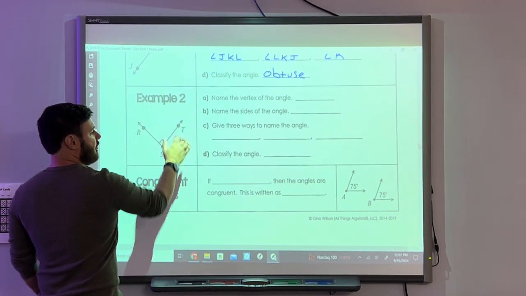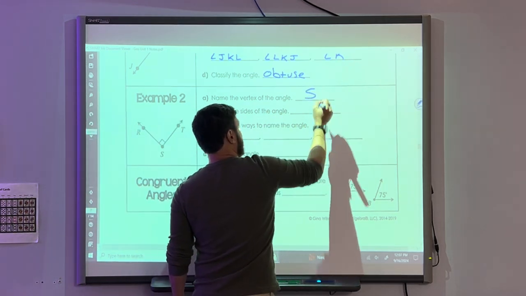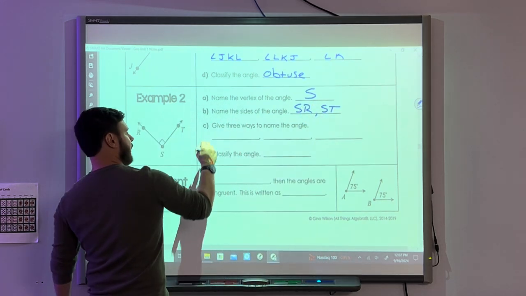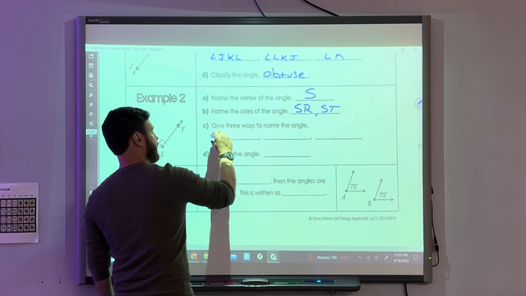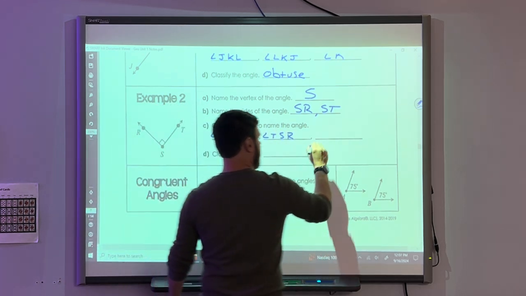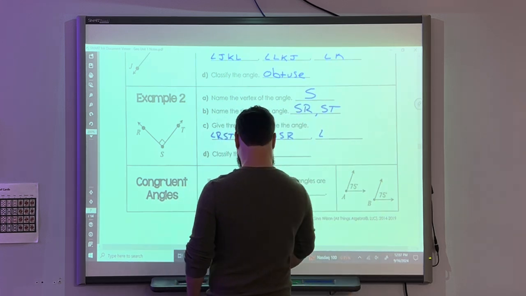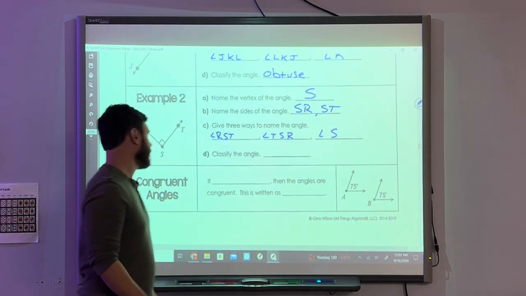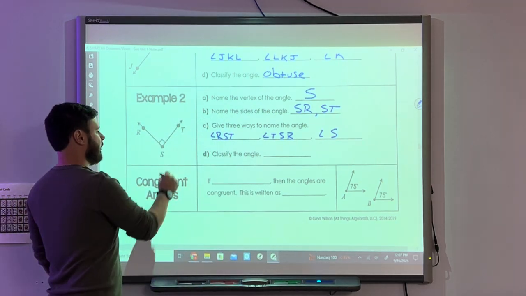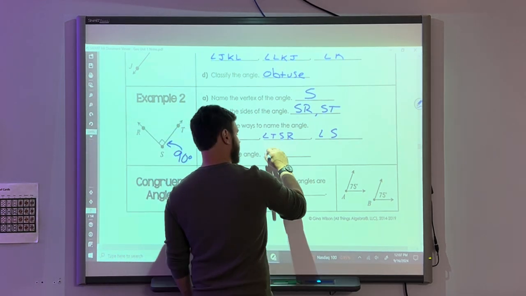Example 2 is exactly the same as example 1, so I'm going to go quick. Name the vertex. Where does it meet? S. The sides are SR and ST. I can do angle RST. I can do angle TSR, or I can simply do angle S, because that's the vertex. There's only one. And this box here tells me that this is 90 degrees. The box means 90. So it's a right angle.